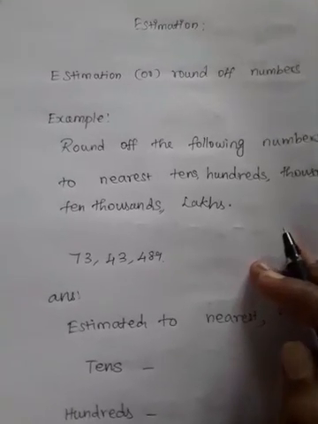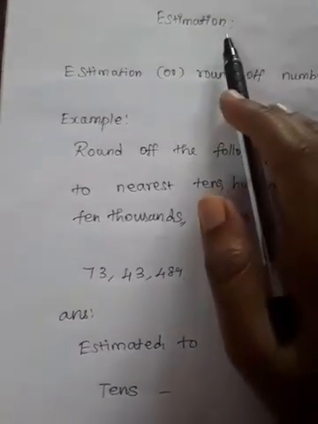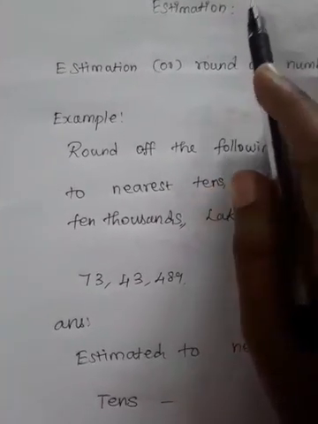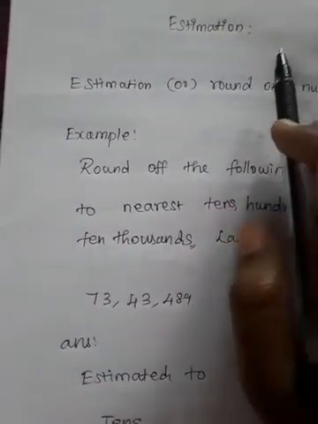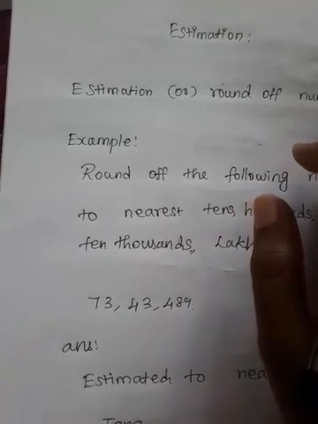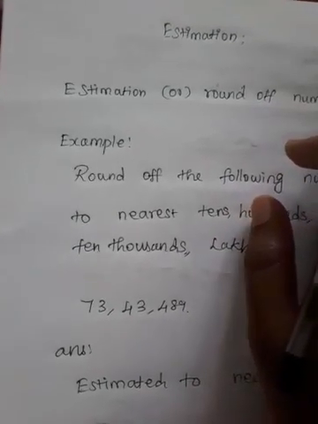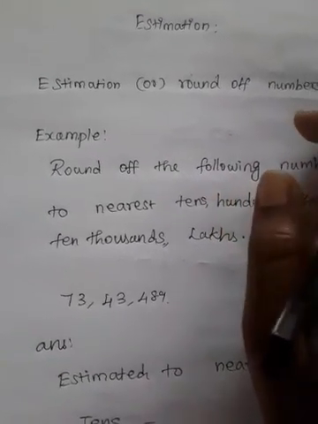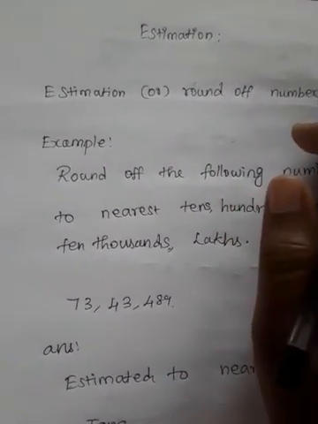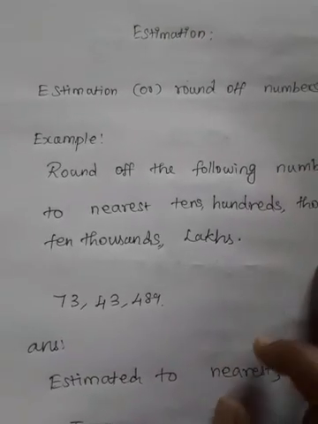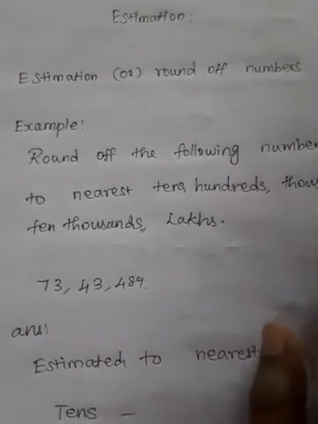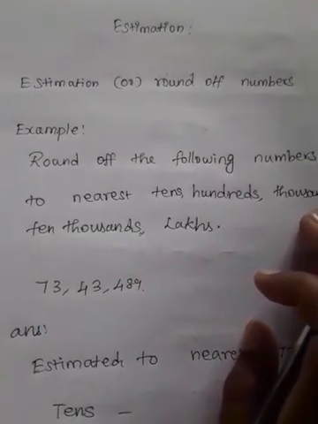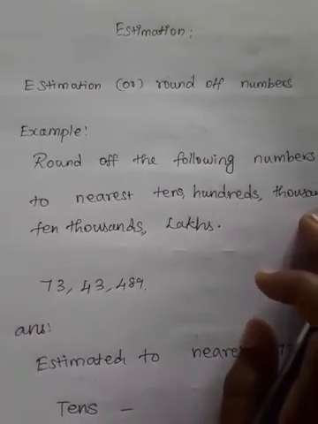Okay, children, the next heading is estimation. I think already you have learnt estimation in 5th standard, right? You will round off the number, like 49, if you round off, the answer is 50. Yes, 12 if you round off, the answer is 10. So again we are going to do the same thing, but here we are going to estimate the numbers by using the place values. According to the place values you need to estimate the number. I will show by using this example.